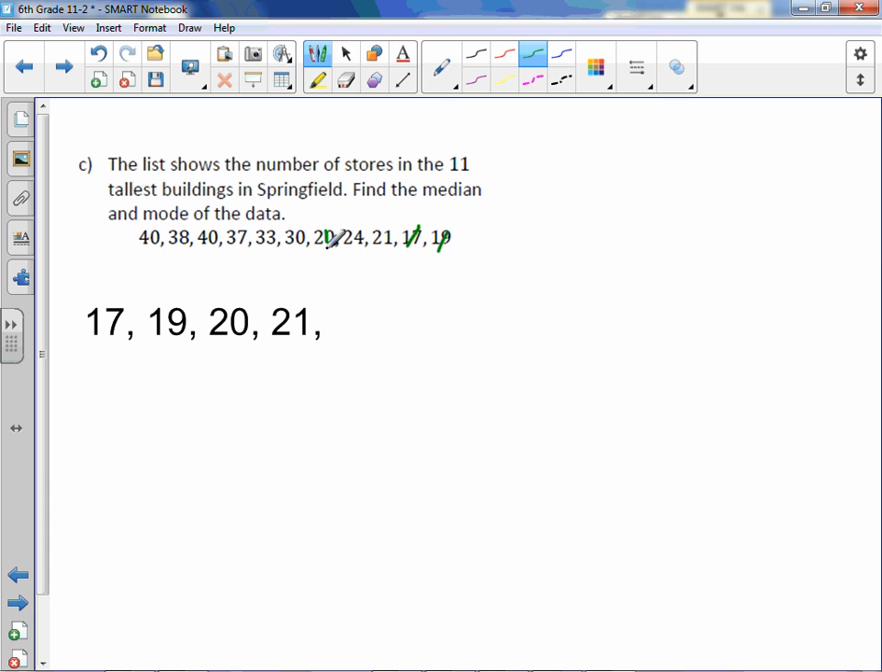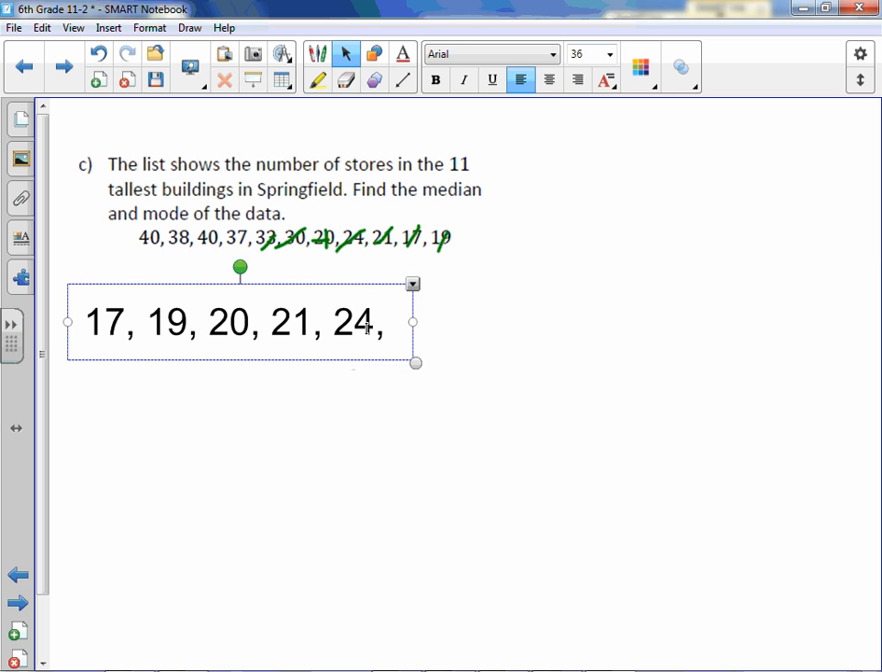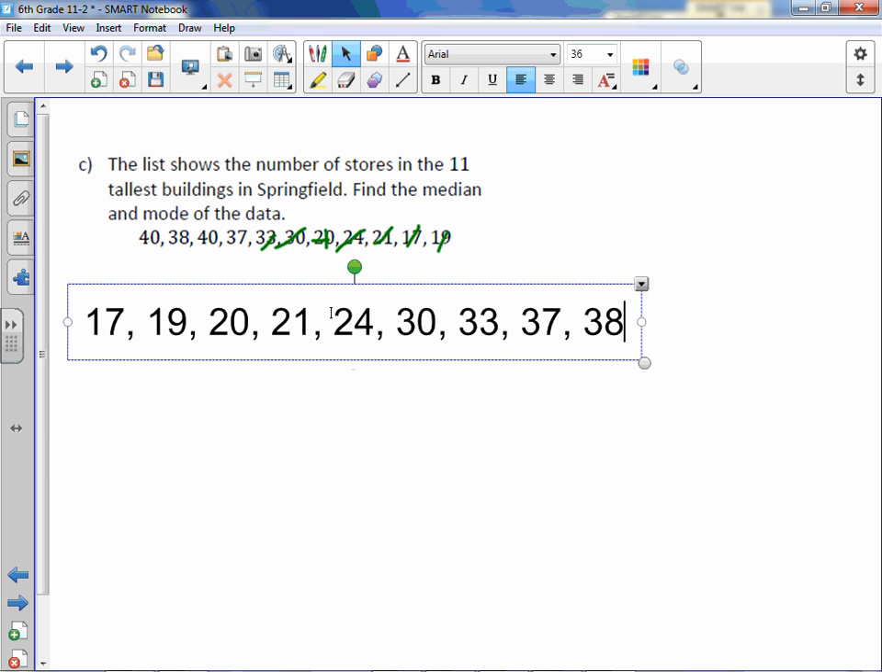When I have a lot of large numbers, I like to cross them off as I go. 17, 19, 20, 21. Looks like the next one is 24, 30, and 33. Then there's 37, 38, 40, 40. I should have 11 numbers. 1, 2, 3, 4, 5, 6, 7, 8, 9, 10, 11.